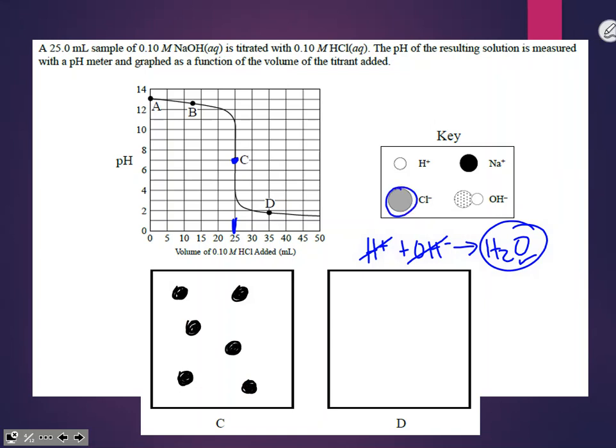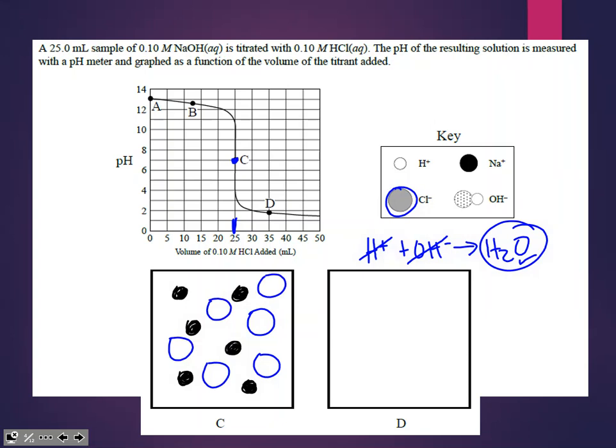How many H's had to be added to get to that equivalence point? How many hydroxides did we start with? We started with 6 hydroxides, so we needed 6 H's to get to that equivalence point. So that means how many chlorides are in there? 6. Good. And remember, I'm using blue for the chloride because I can't shade mine in the gray. 1, 2, 3, 4, 5, 6. There we go. Exactly right.